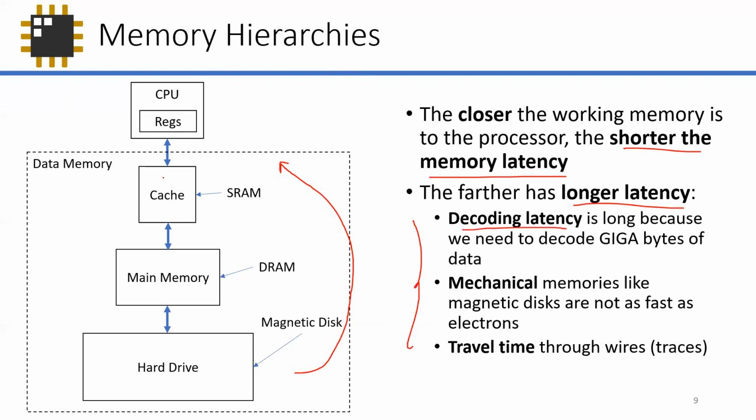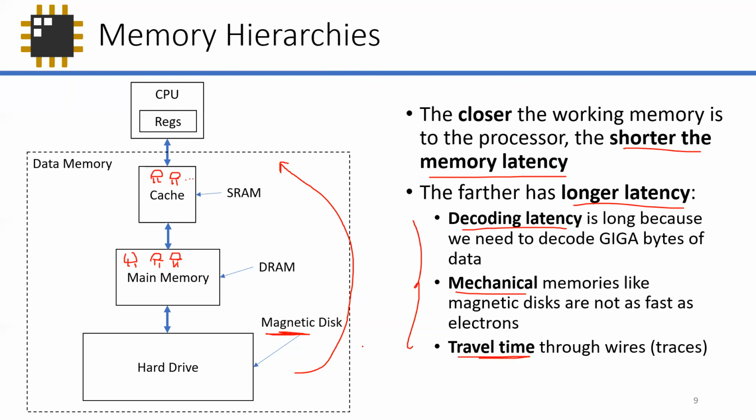One is the decoding latency. The larger your circuit, the more logic gates. So in the cache, let's say hypothetically you just need 2 AND gates over here, because you're comparing very little data only. But the larger your memory, the more combinational logic you need in order to decode that data. The second one is that some of them have mechanical limitations, like the magnetic disk that I mentioned earlier, so that's really long. Remember, electrons travel faster than mechanical machines.